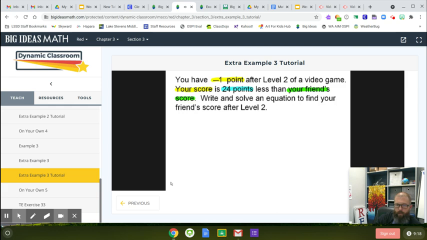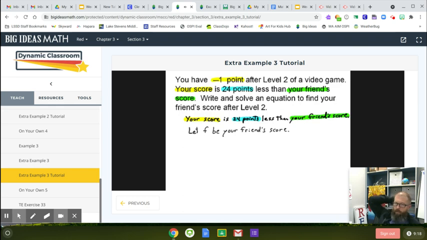Let's write that sentence and then we can use it to write an equation. So the sentence, your score is 24 points less than your friend's score. Notice that we know your score is negative 1. We know 24 points, and your friend's score is what we're trying to find. So let's define a variable. Let's call f your friend's score.